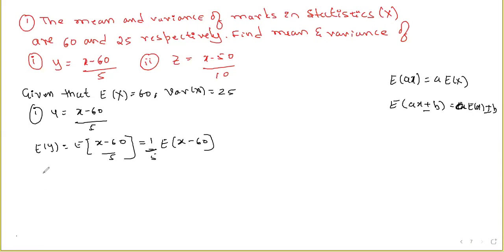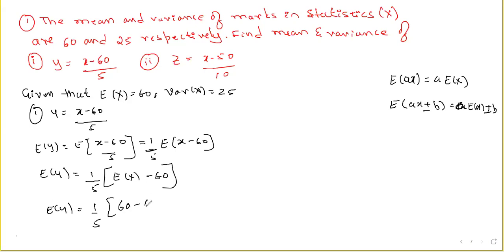So expected value of y is 1 by 5 as it is, and when you multiply the expectation inside, expected value of x minus 60. So expected value of y equals 1 by 5. Expected value of x is given, that is 60 minus 60. So mean will be 0. Now similarly find out variance of y.